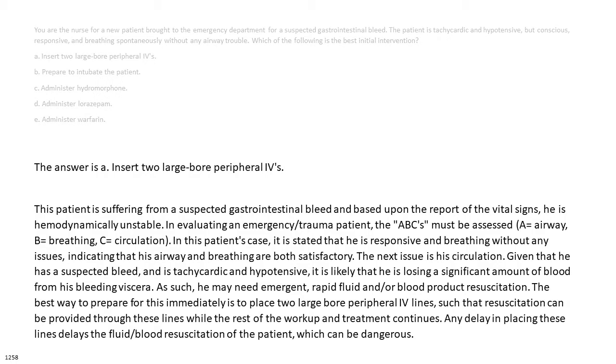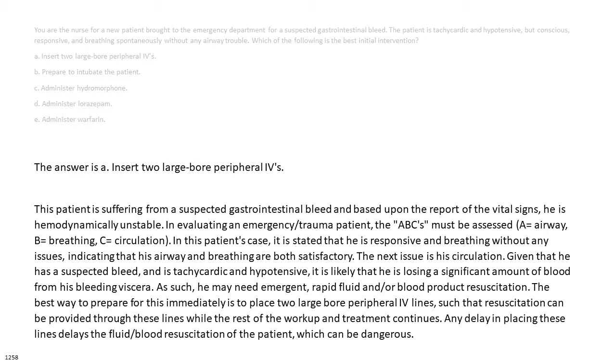The answer is A. Insert 2 large bore peripheral IVs. This patient is suffering from a suspected gastrointestinal bleed, and based upon the report of the vital signs, he is hemodynamically unstable. In evaluating an emergency trauma patient, the ABCs must be assessed: A. Airway, B. Breathing, C. Circulation. In this patient's case, it is stated that he is responsive and breathing without any issues, indicating that his airway and breathing are both satisfactory.